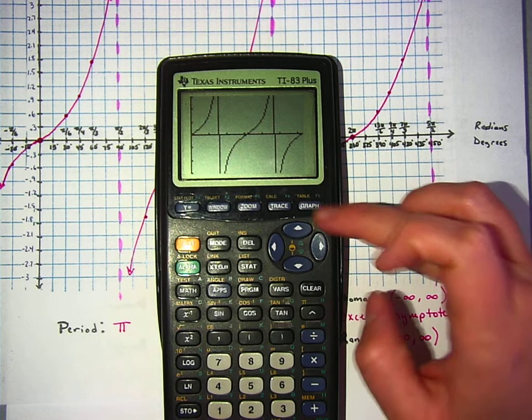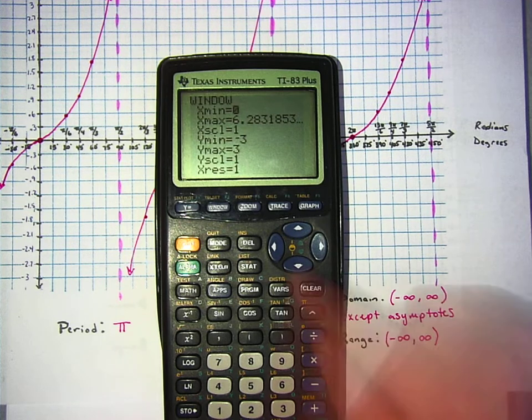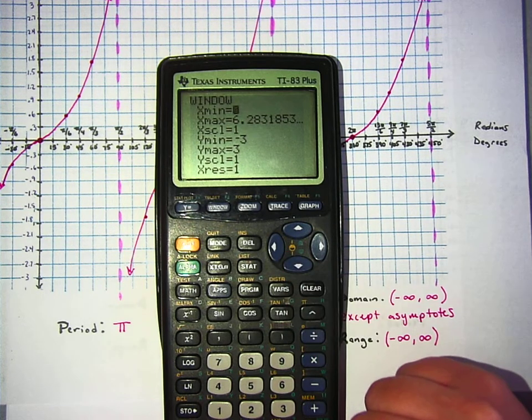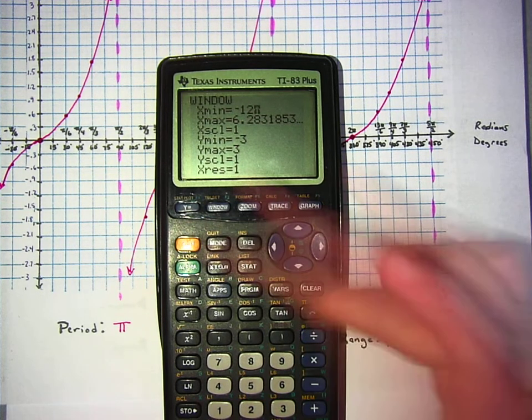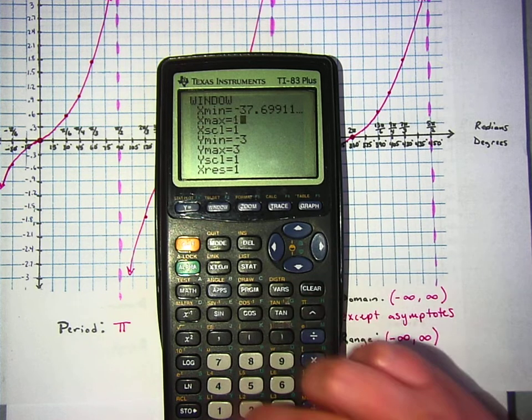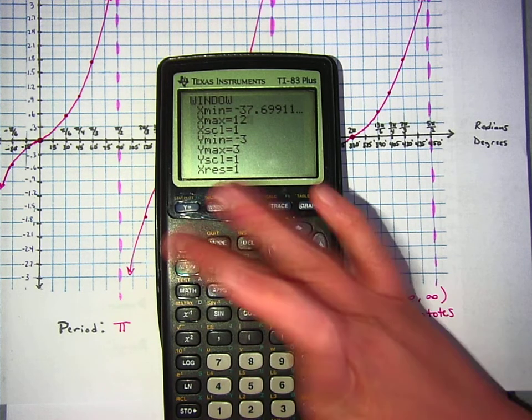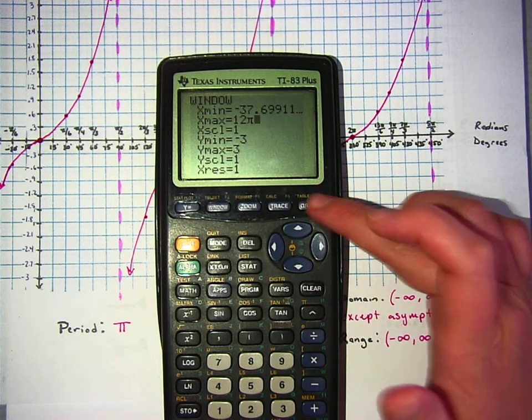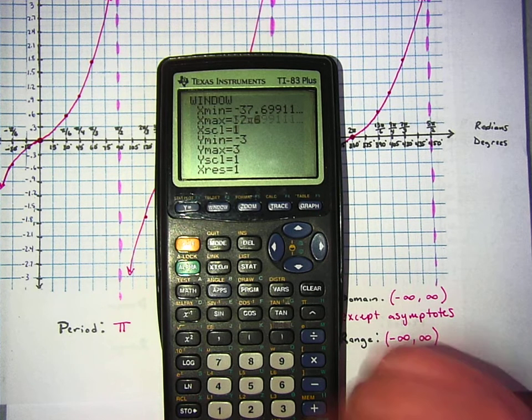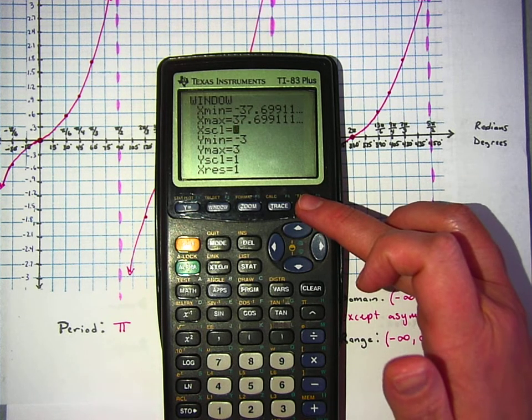Okay, now try extending your window. Let's do negative 12 pi to positive 12 pi for the x min and max. It should be like 37.699 or something.